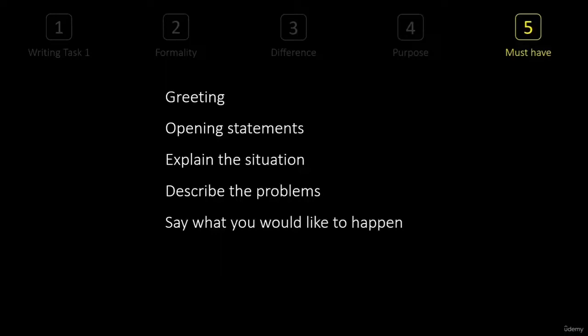Say what you would like to happen. That means, let's say there's something happening, or there's a trouble. What would you like to change? Right? You also have to mention that. You can't just mention that there are some troubles or there's a situation. What would you like to change? What you would like to happen means say what change you would like to make. Then we have a closing statement. Closing statements means, I hope to get this done soon, or I hope the problem will be solved soon. That is called a closing statement.